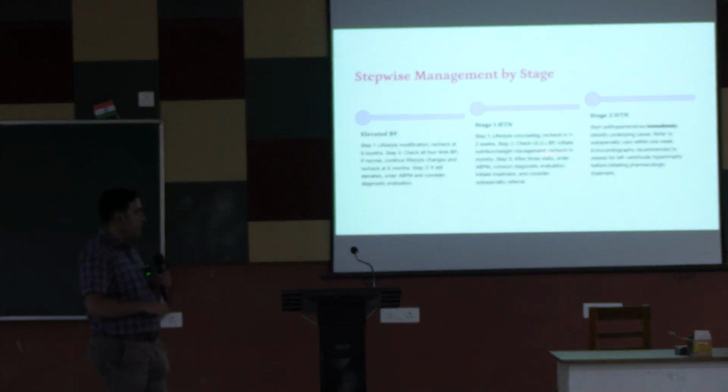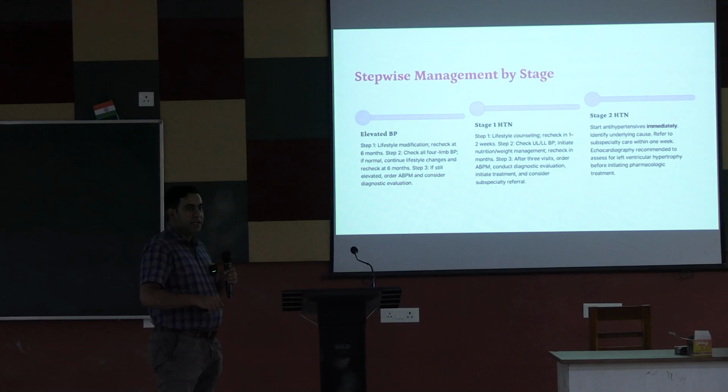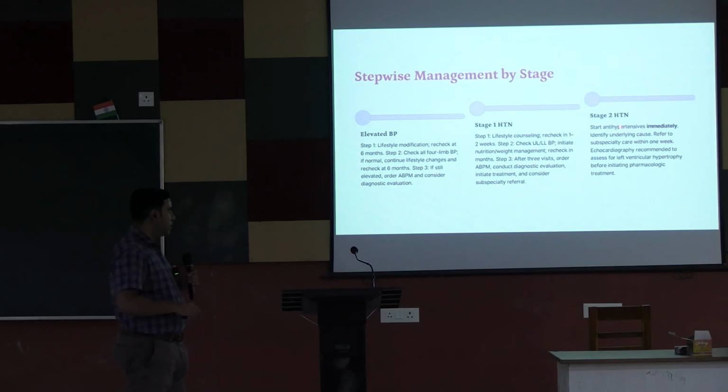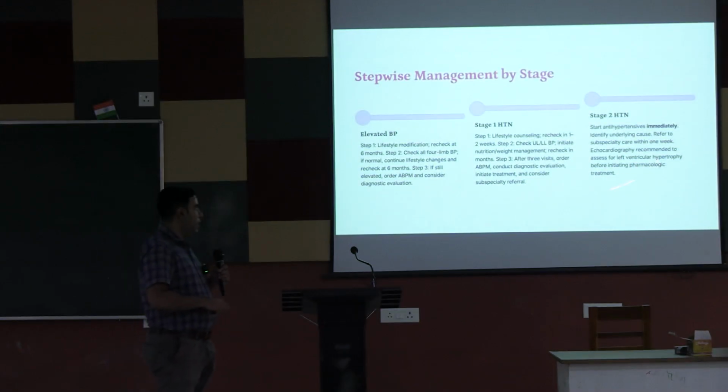Here we are not starting, we are waiting. We are first allowing for lifestyle modification. We are telling the patient to do proper exercise, consume less fatty foods. We are conducting the diagnostic evaluation. Then only we are treating the patient. But here if there is stage 2, means 99th percentile and above, if the BP is more than 99th percentile, then we have to start antihypertensive immediately. Remember it. Identify underlying causes, and then you have to do echocardiography as well to see the left ventricular hypertrophy before starting any pharmacological treatment.